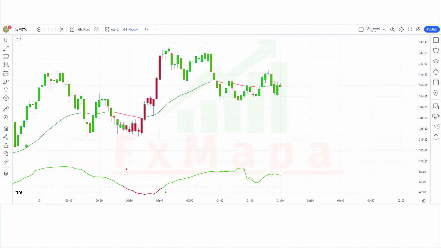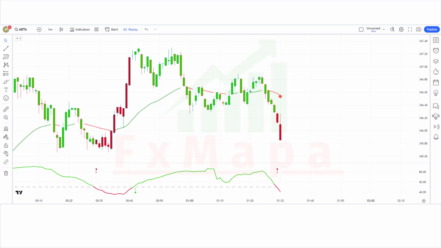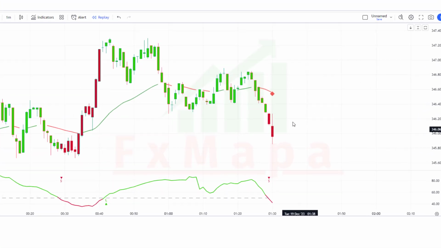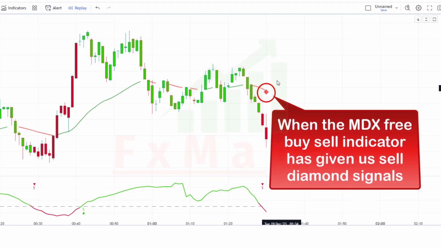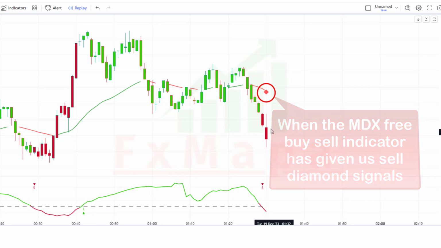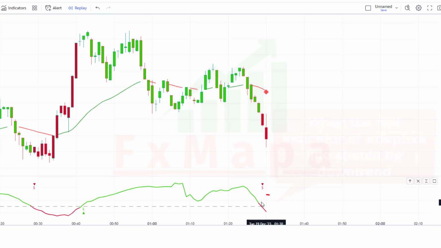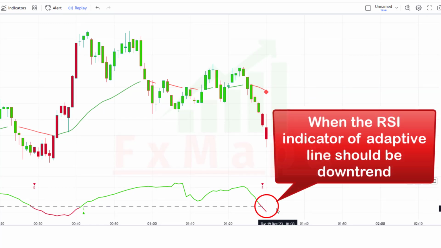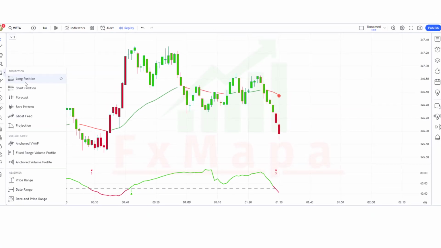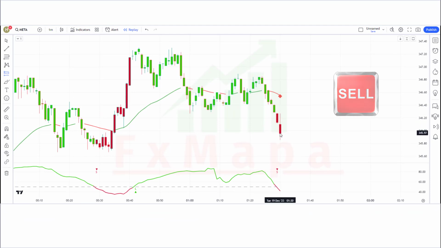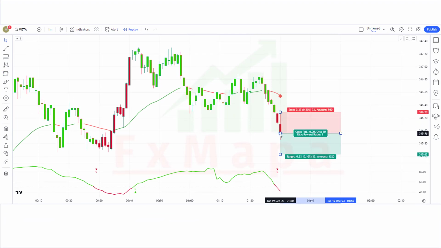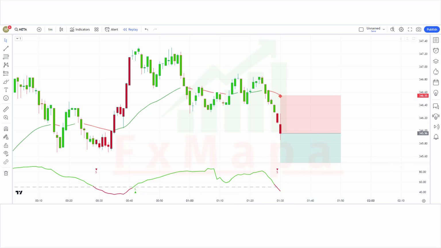Now, let's understand the concept where we will take buy and sell trades based on their conditions. When the MDX Free Buy Sell indicator has given us sell diamond signals, when the market forms a bearish candle, and when the RSI indicator of Adaptive line is in a downtrend, if this condition is fulfilled, then we will place a sell order. Our stop loss will be placed at the MDX Free Buy Sell indicator's MA slope line. And the risk to reward ratio will be 1:1.5.